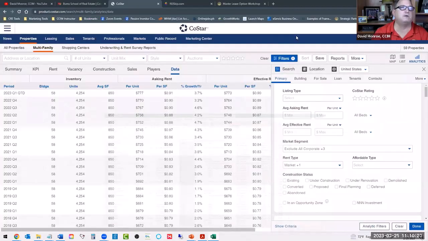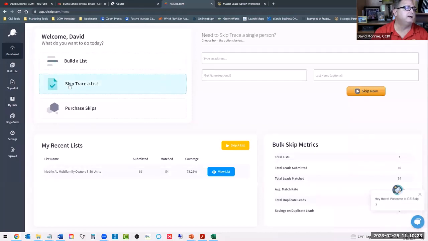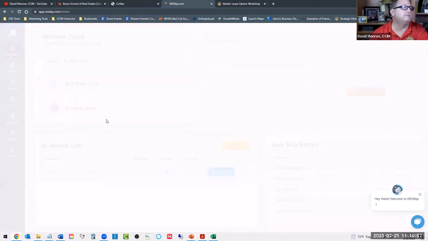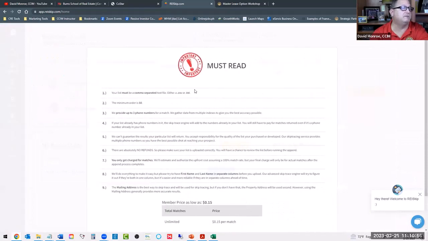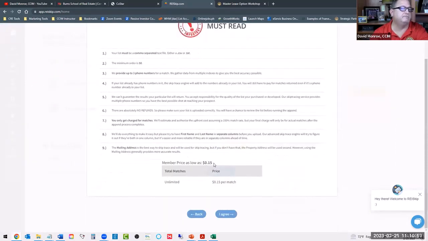So what I did was I went into REI Skip, and it's free to sign up. It only costs to pull a skip trace. Here's the one I did, the multifamily owners, 5 to 50 units. I submitted 69. It found 54, and I can view that list. This only cost me $8.60 something to get. So 54 matches cost me $8 and change. We can skip trace a list, hit start. It's 15 cents a lead, unlimited. My first one, it gave me for 12 cents. Beyond that, it's 15 cents.